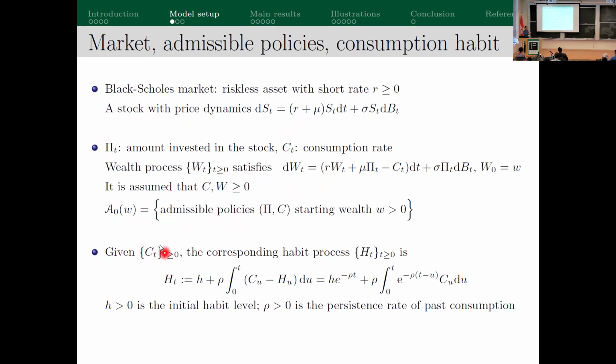And then for each consumption stream, you define habit in the normal way. It's just the exponentially weighted average of your past consumption. Just to remember, H is going to be your initial habit from now on. Rho is the rate of exponential weighting, so how you decay. If rho is large, you decay very fast, so your habit is much more about your recent consumption. If rho is small, you're essentially taking an average, and your habit is not going to change much throughout.